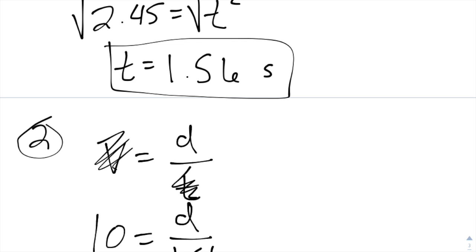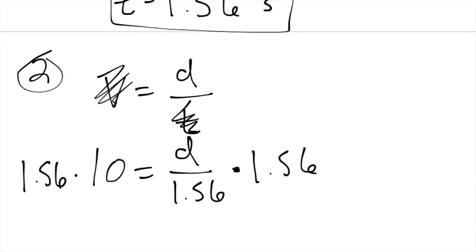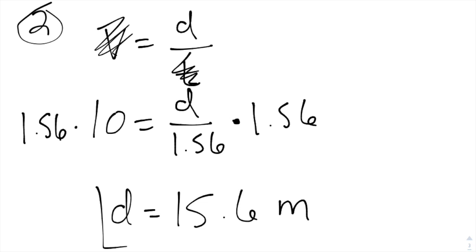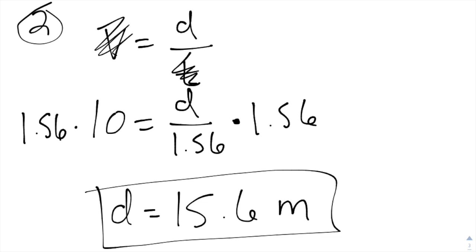I'm trying to solve for d, so I'm going to multiply both sides by 1.56, and 10 times 1.56. Really I'm just doing step 3 now. 10 times 1.56 is 15.6 meters. All right, now let's go to the simulation and try that out.